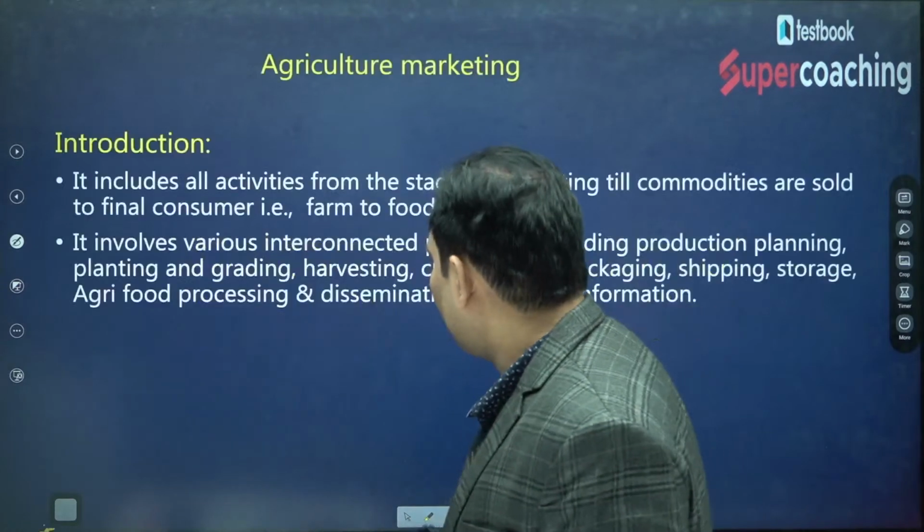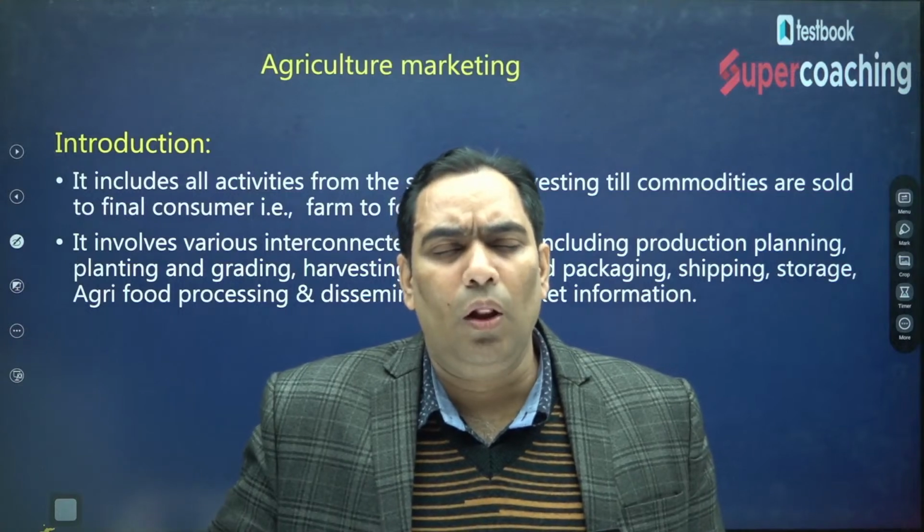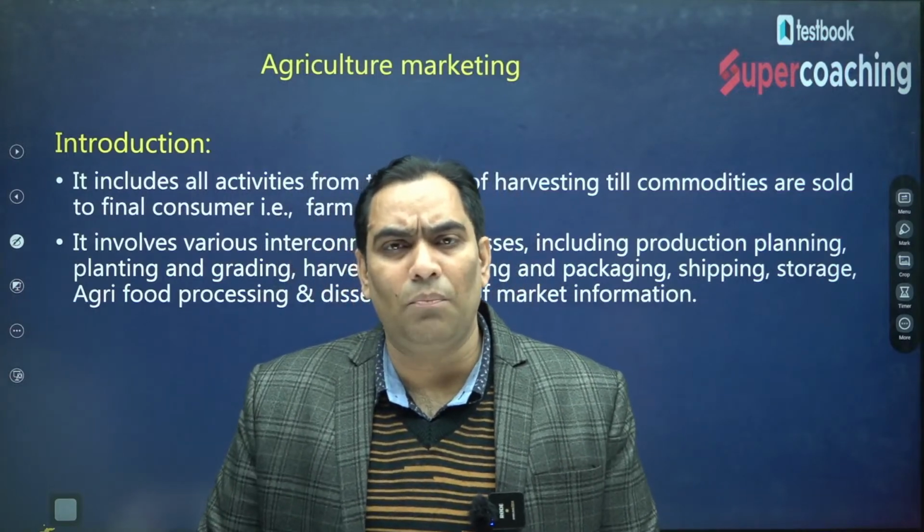So when we talk about agriculture marketing, what is the meaning of agriculture marketing? Agriculture marketing involves all those activities from the stage of harvesting till it is sold to the final consumer. That means it includes all the activities from farm to food. I am going to repeat once again: agriculture marketing includes all those activities which start from the stage of harvesting and end at the stage of selling, that is, when it is sold to the final consumer.